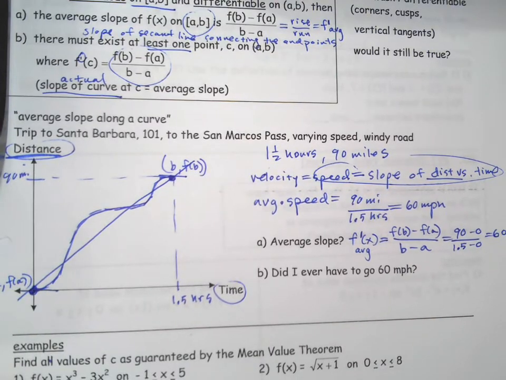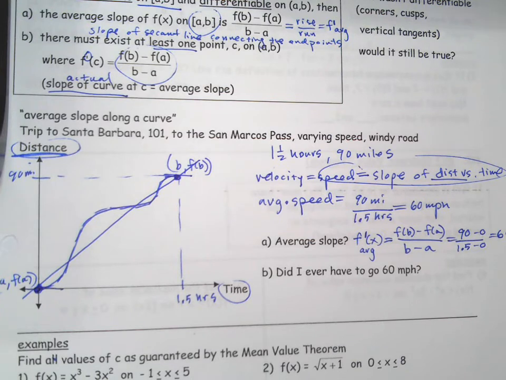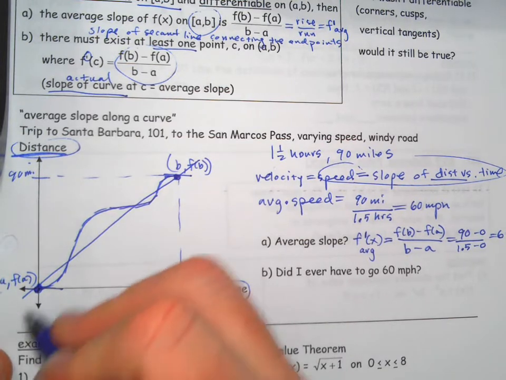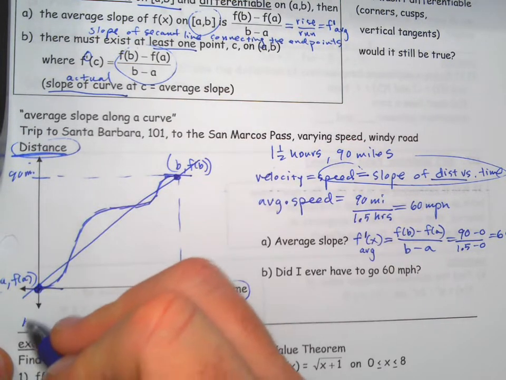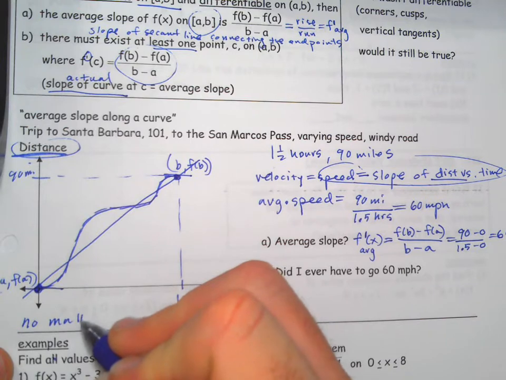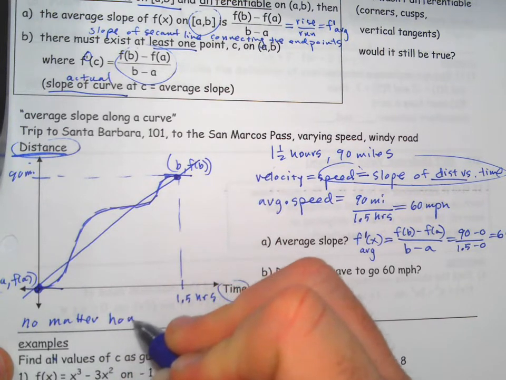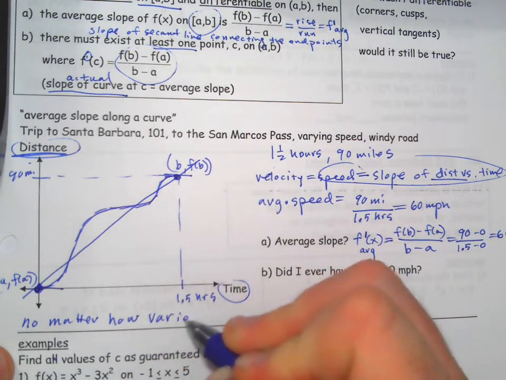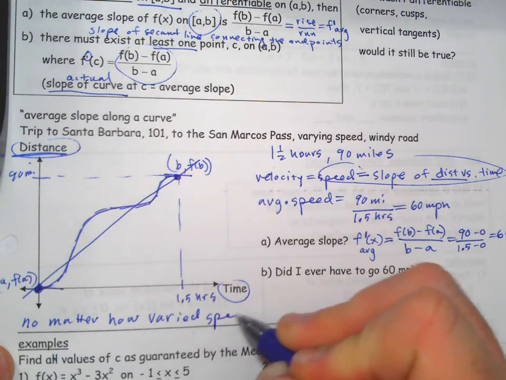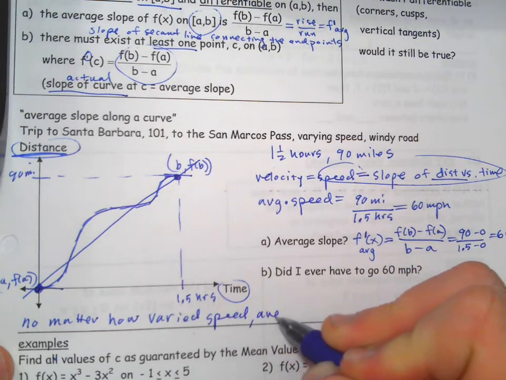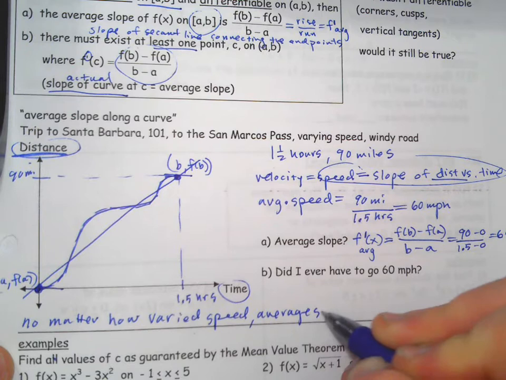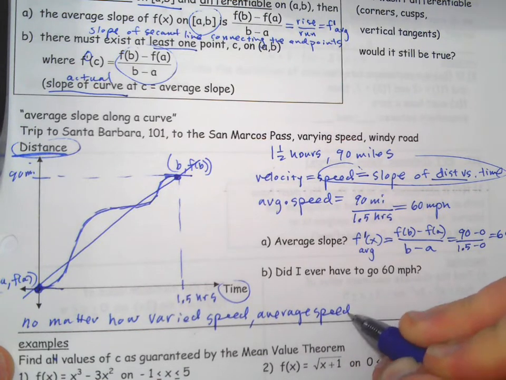That is correct. The logic of that is correct. So it's really that simple. So it doesn't matter how curvy or crazy this graph is, no matter how varied your speed was, your average speed is still the same.